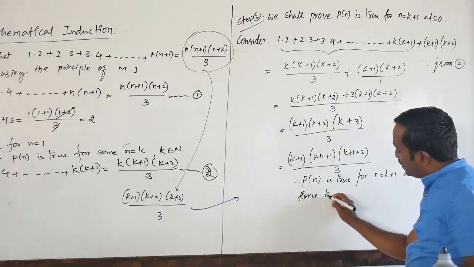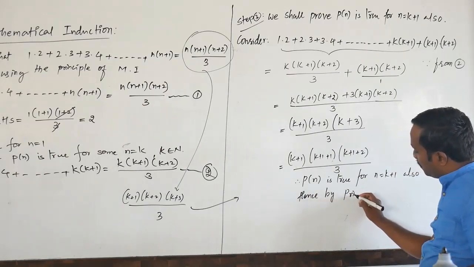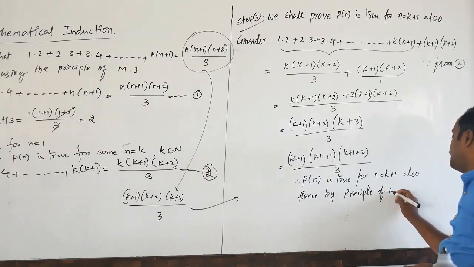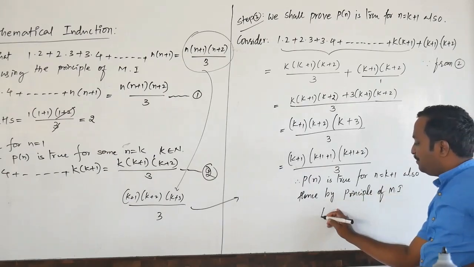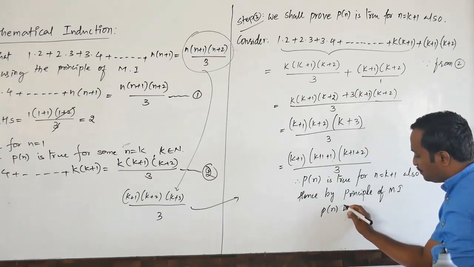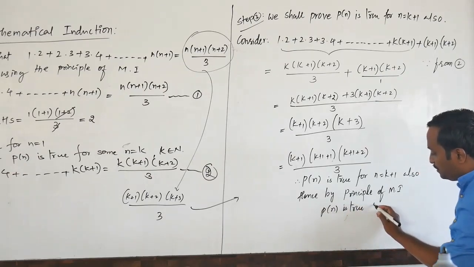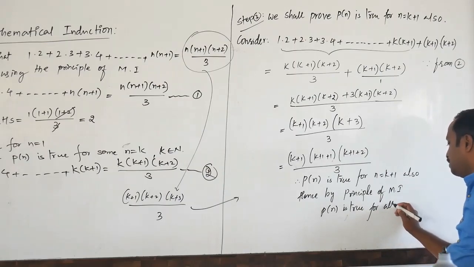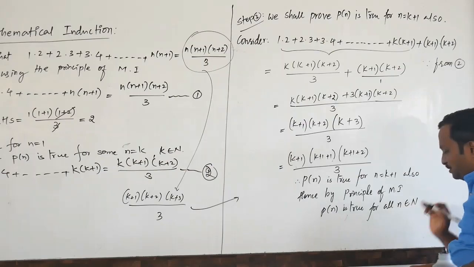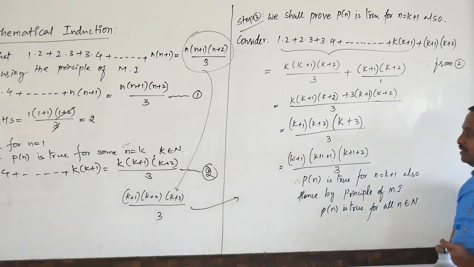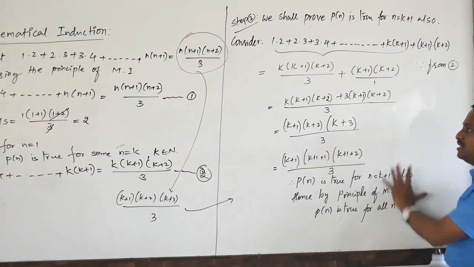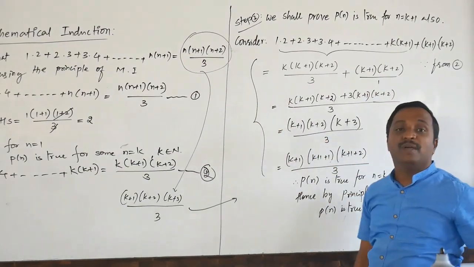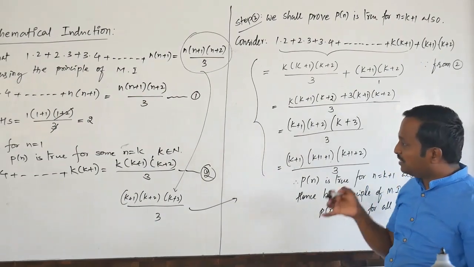Hence, by the principle of mathematical induction, phi of n is true for all n belonging to the natural numbers. So the conclusion is over, and I repeatedly say that step 3 is a very important step. To understand this idea, just keep the point in mind.